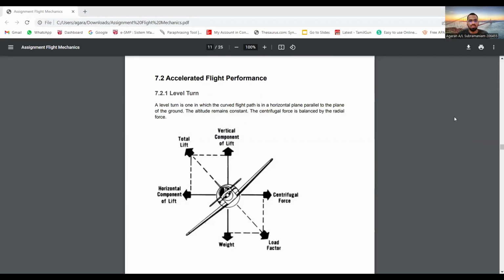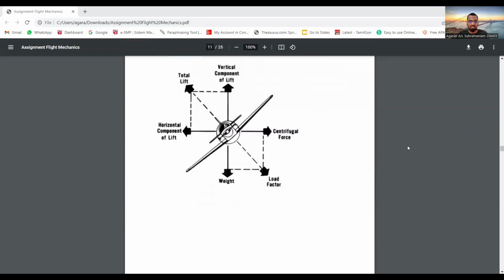Now, let's move on to the accelerated flight performance. I'll be presenting level turn and also pull up and pull down maneuver. So first let's look at the level turn. The level turn is one in which the curved flight path is in a horizontal plane parallel to the plane of the ground. The altitude remains constant. The centrifugal force is balanced by the radial force. And this is the picture of the aircraft.